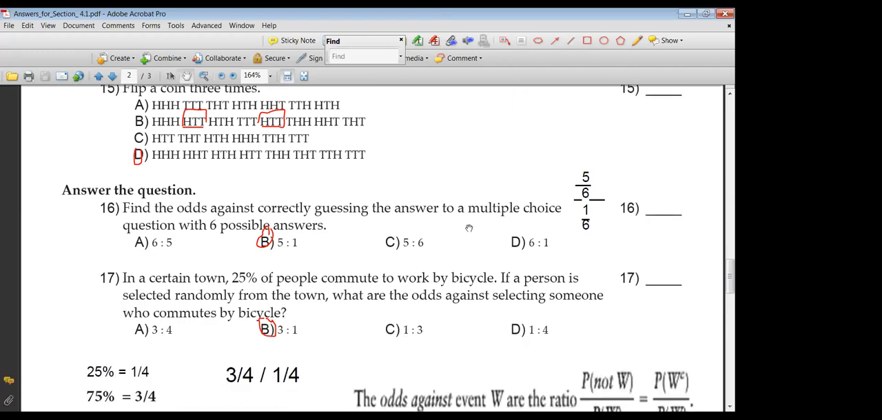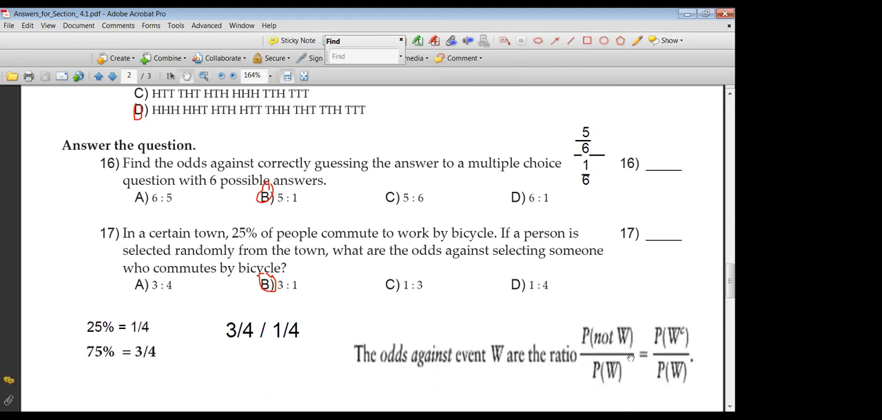Odds against, once again, the odds against is the probability that something does not happen over the probability that it does happen. You get a multiple choice question with 6 possible answers. The probability of getting it right is 1 chance in 6. I call that probability of winning, 1 chance in 6. Well, if there's 1 answer that's correct, there must be 5 answers that are wrong. Probability of getting it wrong is 5 chances out of 6. And once again, the denominator is the 6s. When I do the division and I multiply by the reciprocal here, the 6s cancel out, leaving me 5 to 1.